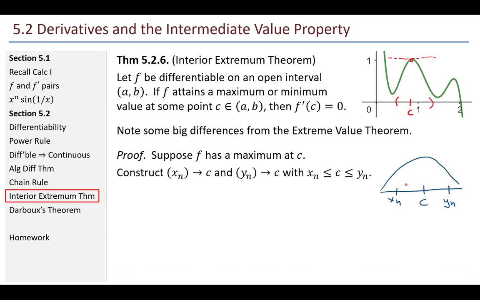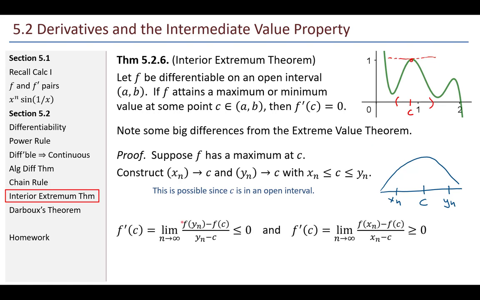I can construct a sequence xn that approaches c, and a sequence yn that approaches c, where all my x's are less than c and all my y's are greater than c. Now, we can do this because c is in an open interval. That's why that's part of my hypothesis.